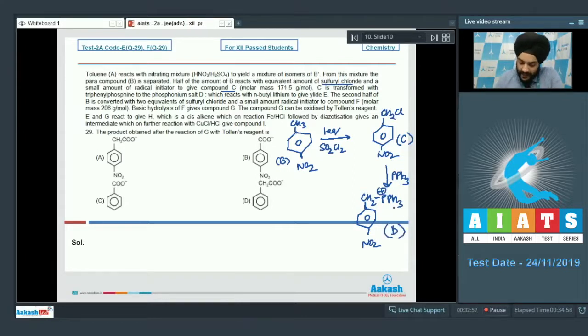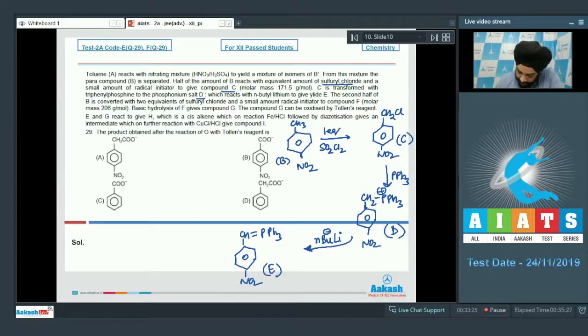It is further mentioned to us that D reacts with n-butyl lithium to give an ylide E. So it reacts with n-BuLi, which is a strong base. The strong base is going to extract this hydrogen of the CH2 group present. So this is going to lead to the formation of the ylide. So we're going to have the formation of para NO2 C6H4 CH double bond PPh3. Okay, so this is the ylide which is mentioned.